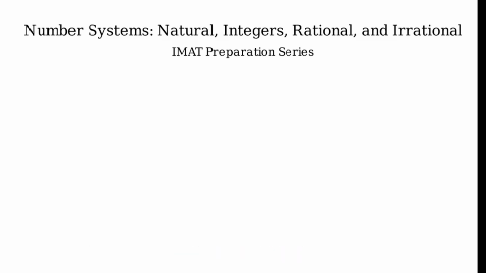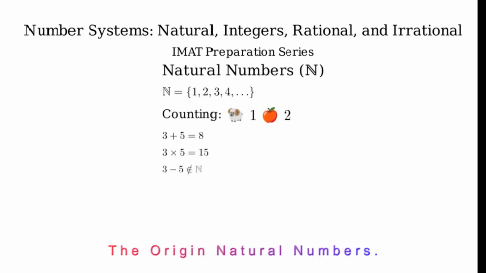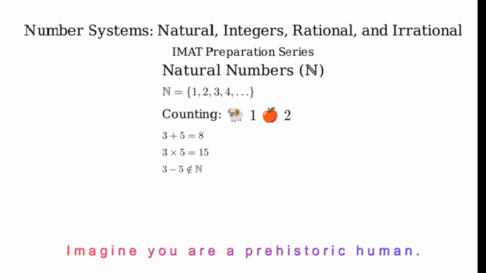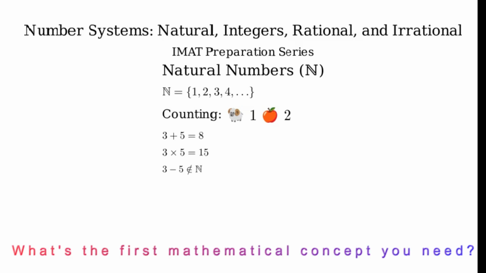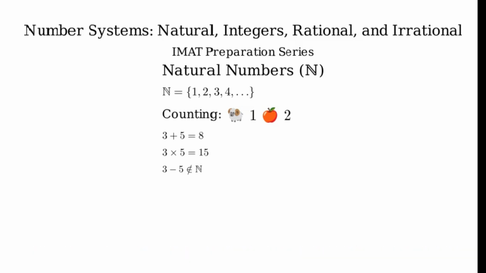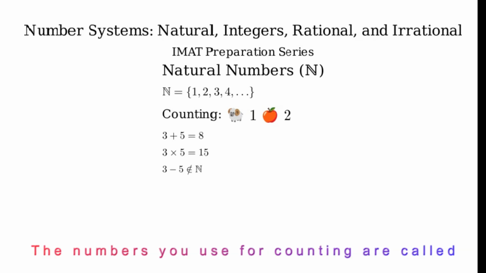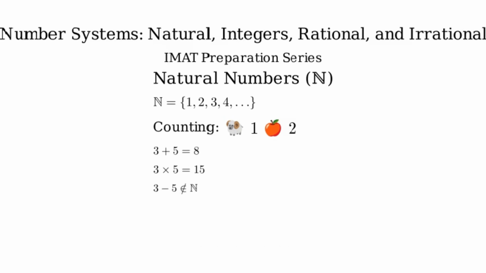So let's begin. Part 1. The origin: natural numbers. Imagine you are a prehistoric human. What's the first mathematical concept you need? Counting. How many sheep do I have? How many apples did I gather? The numbers you use for counting are called natural numbers. Definition: these are the positive counting numbers starting from 1, equals 1, 2, 3, 4, and so on.